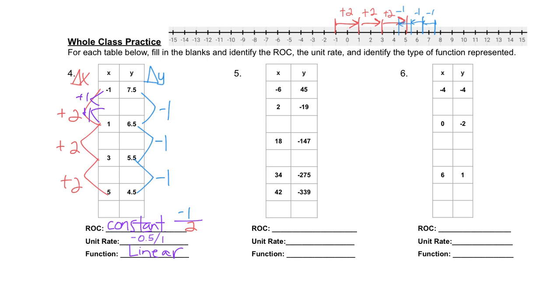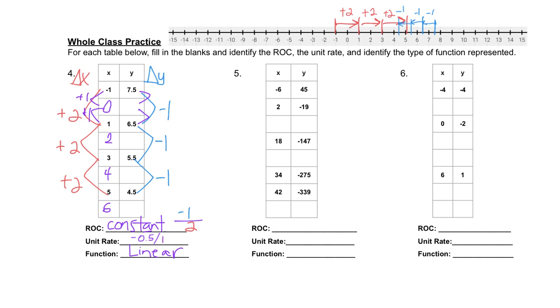So -1 + 1 is 0. 0 + 1 is 1. So you can see that our x values are just going to go up by 1. So take a minute to fill those in. So you can see the remainder of your x values going up by 1.